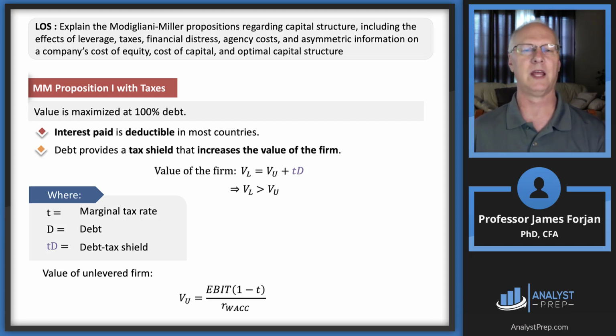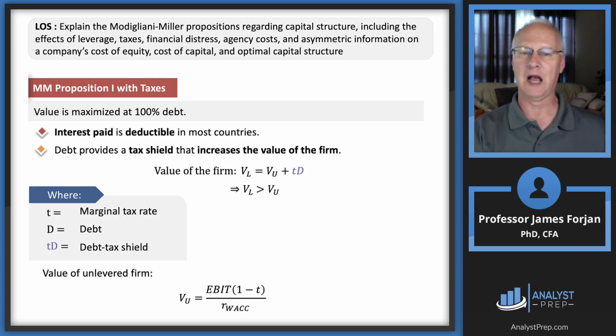So let's go ahead and peel away one of these layers. Let's say, all right, everything in this fantasy world holds true, but now we can allow the government to come in and say, hey, there's a tax rate. So we have to pay taxes on our EBIT. So look at that bottom equation. Now the value of the unlevered firm is EBIT times 1 minus the tax rate, of course.